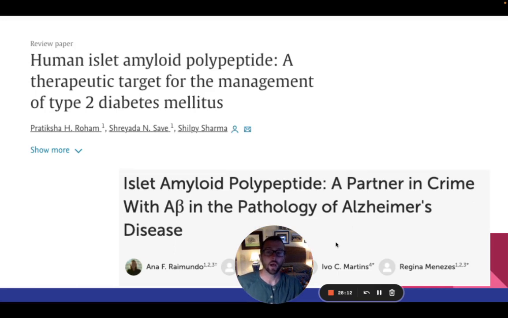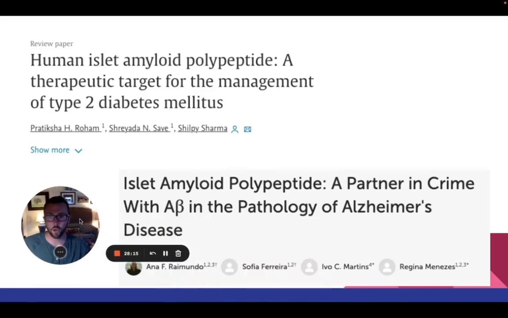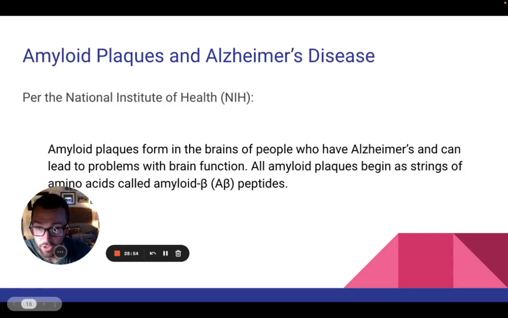So you'll see here, human islet amyloid polypeptide, a therapeutic target for the management of type 2 diabetes. Now, people are focusing on amylin for the treatment of type 2 diabetes to help manage hunger, to help regulate blood sugar, while simultaneously the research is also acknowledging that IAPP, or amylin, is also very similar in form and function to the plaques being formed in the brains of people with Alzheimer's.